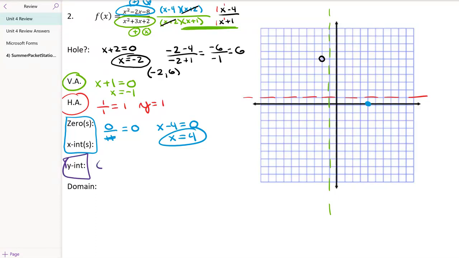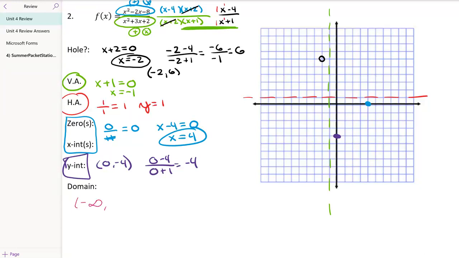Okay. Y-intercept. That's when the x value is 0. So for the y-intercept, I already know that the x value is 0. I just have to figure out the y. So I'm going to plug this into my simplified version. So we're going to do 0 minus 4 over 0 plus 1 and that equals -4. So my point is (0, -4). Perfect. Alrighty. Now, domain.